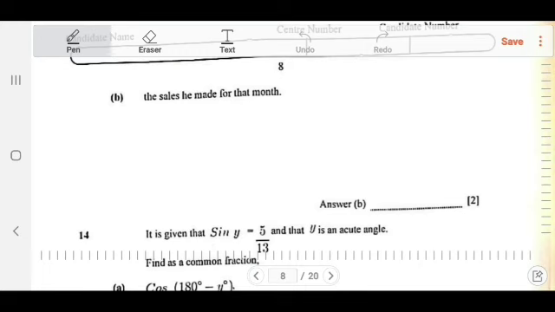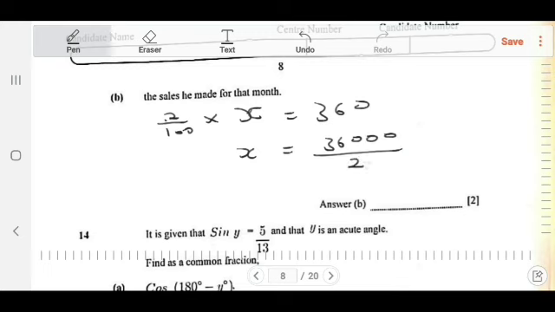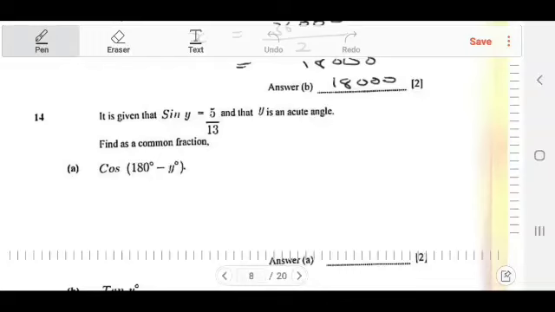So the sales he made for that month is equal to 2 over 100 times X, which is the sales, equals 360. Okay, so to find X there, we're going to say what? 360 times 100, which is going to give us 36,000 over 2, which is going to be what? 18,000. So here 18,000. Number 14, it is given that sine y equals 5 over 13 and y is an acute angle. Find as a common fraction a cos 180 minus y.